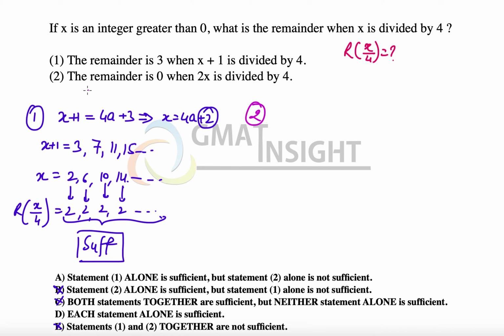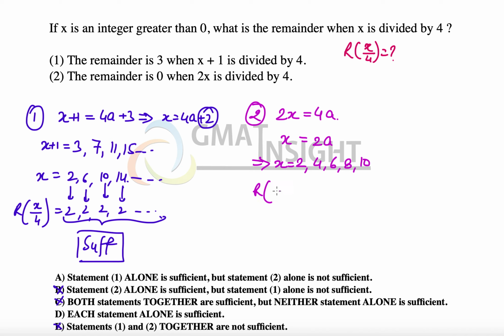The second statement says the remainder is 0 when 2x is divided by 4. That simply means that 2x is a multiple of 4, which means x is a multiple of 2. Now in this particular case, x can be equal to either 2, or it can be 4, or it can be 6, or it can be 8, or it can be 10.